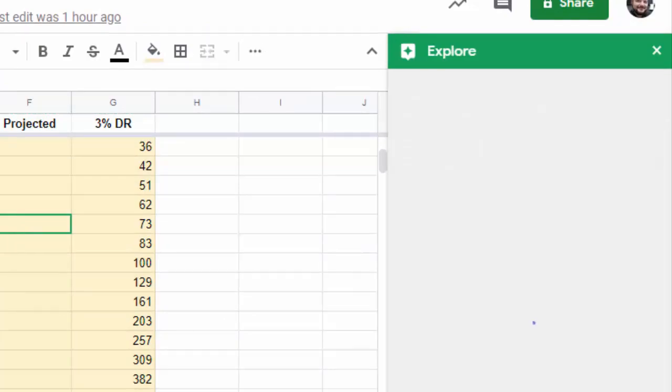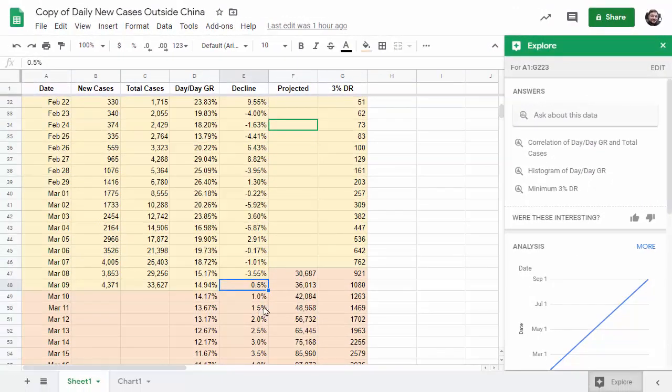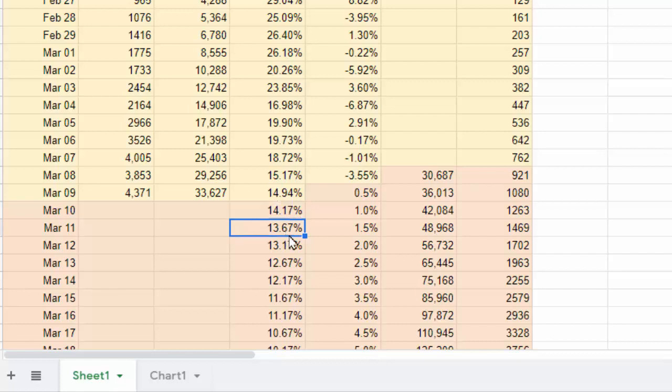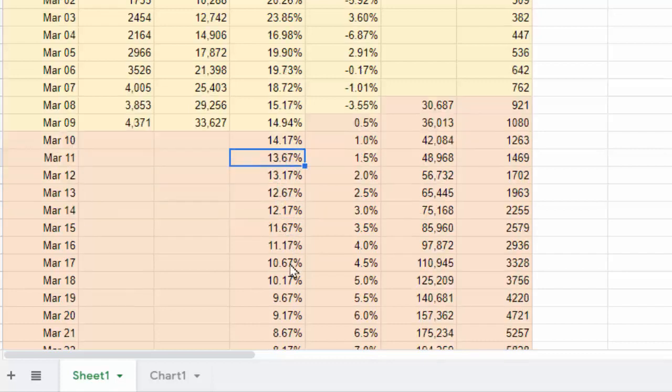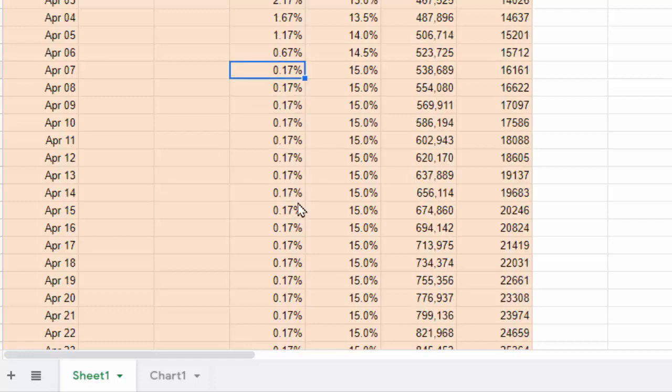Now let's say we're optimistic and we say we want that growth rate to drop by 0.5% every day because we're doing public campaigns to wash our hands and stay away from big areas and things like that. Currently, the growth rate as of yesterday was 14.94%. Well, let's drop that down by 0.5% every day. And if we keep doing that throughout time, it's going to eventually drop to probably a bare minimum of, let's say, 0.17.